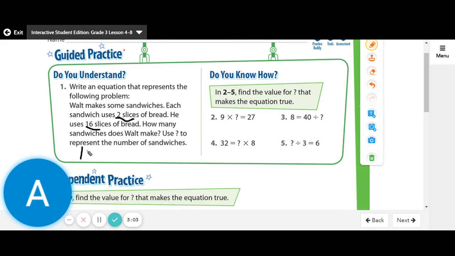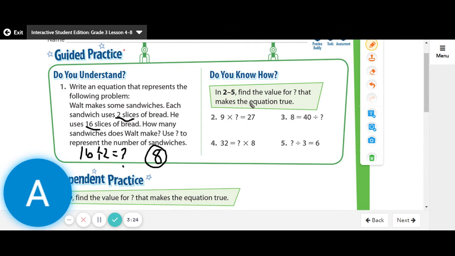So we think 16 slices divided by 2 slices per sandwich equals how many sandwiches, or that question mark. So we think about 2 times what is 16. I know 2 times 8 is 16, so the question mark would equal 8. That would be 8 sandwiches.